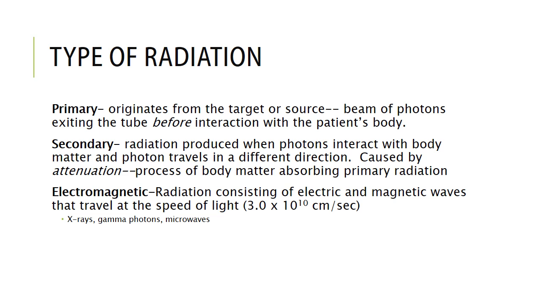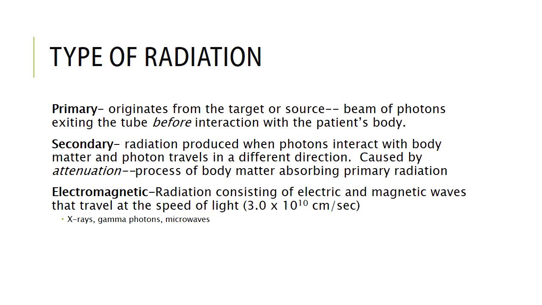When we talk about types of radiation, generally you talk about primary, secondary, and electromagnetic radiation. Now primary radiation originates from the target or the source. So the beam of photons exits a tube before interacting with the patient's body. Secondary radiation is radiation produced when the photons interact with the body. So it interacts with matter, essentially, and the photon travels in a different direction. That's caused by attenuation, the process of the body matter absorbing the primary radiation.